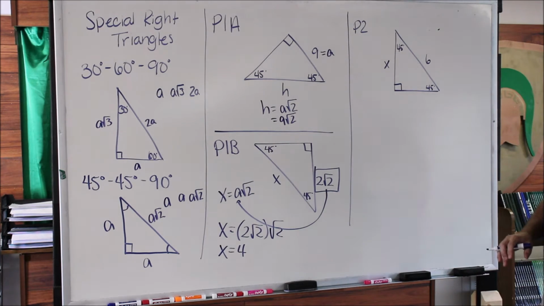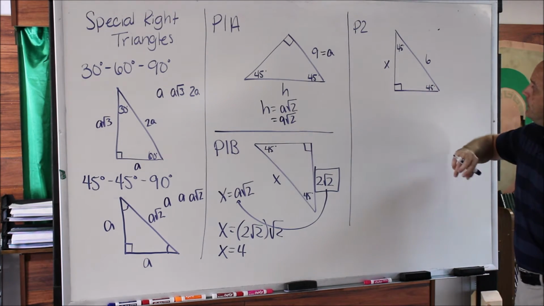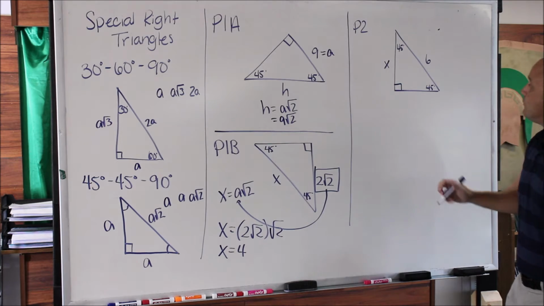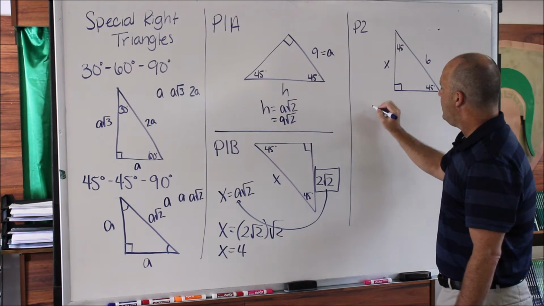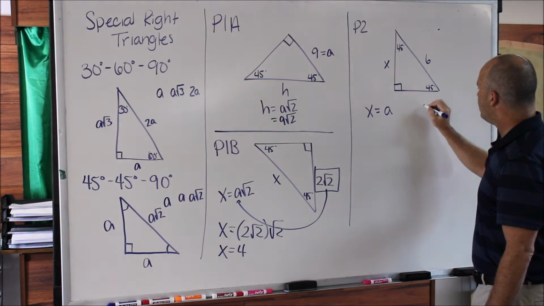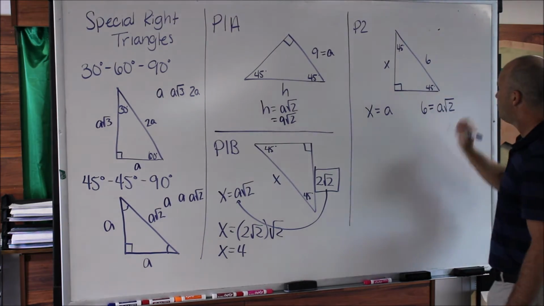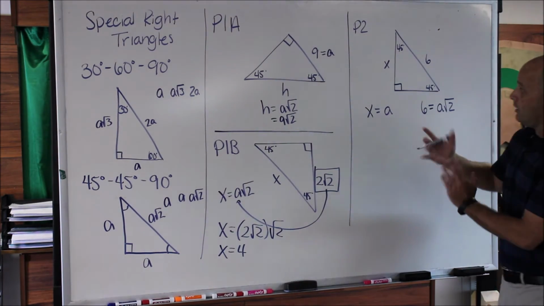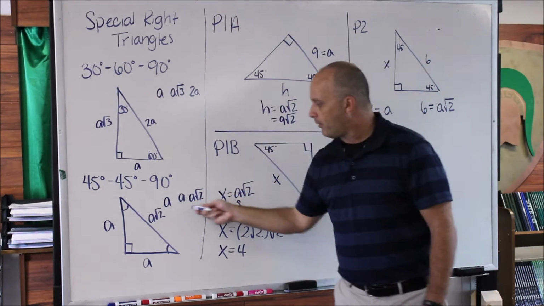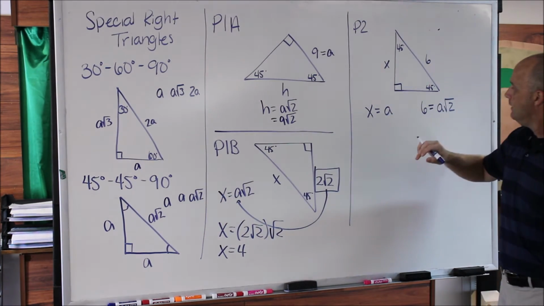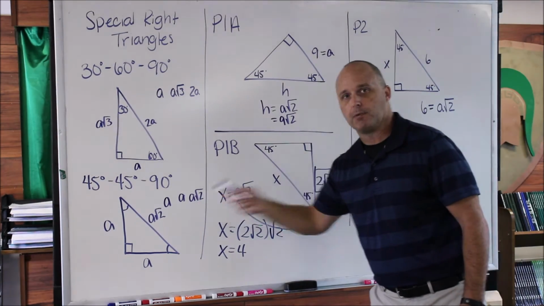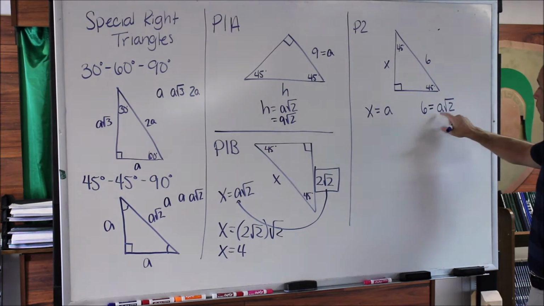Now coming over here to problem number 2, we are given X is our side and 6 is our hypotenuse. So again, what we know is that X is equal to A, and 6 is equal to A square root of 2. Okay? So all I'm doing is saying that this side is equal to this part of the proportion. It's equal to A. Then I'm saying that this side, which we know is 6, is equal to this part of the proportion. So now I've got to figure out what is the A value.